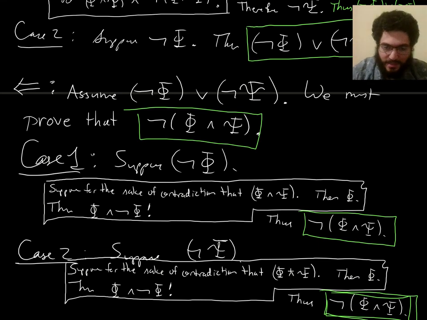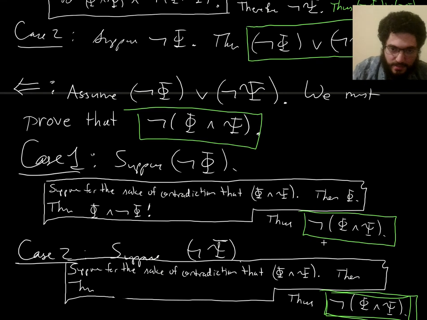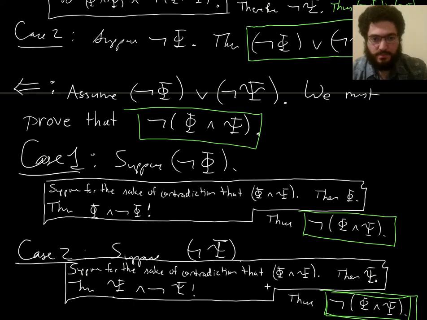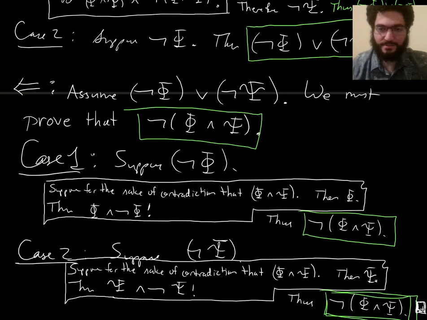Suppose for the sake of contradiction that phi and psi, then, and now the actual contradiction I'm going to get has to do with psi. Then psi, so then I have not psi from the assumption for case 2, and now I have psi, so there's our contradiction. And that's it for case 2, and that's it for DeMorgan's law. So I'll put my box at the end.